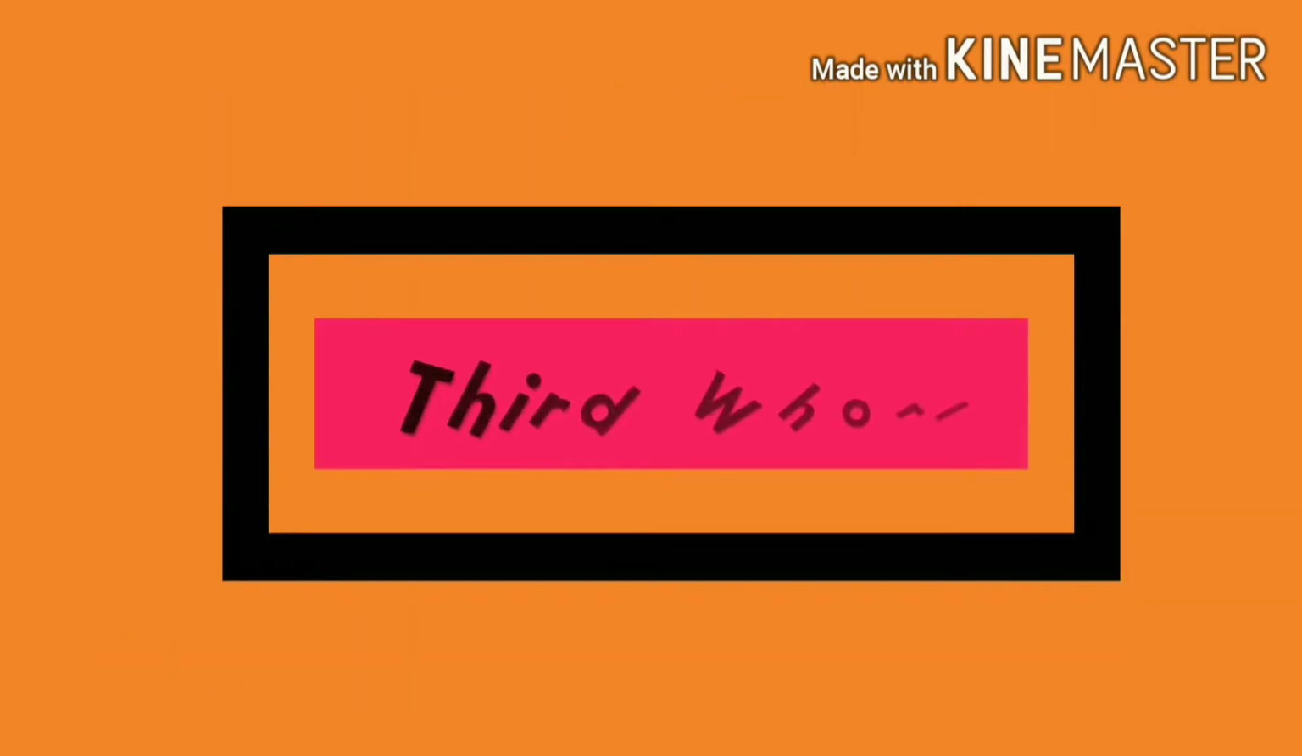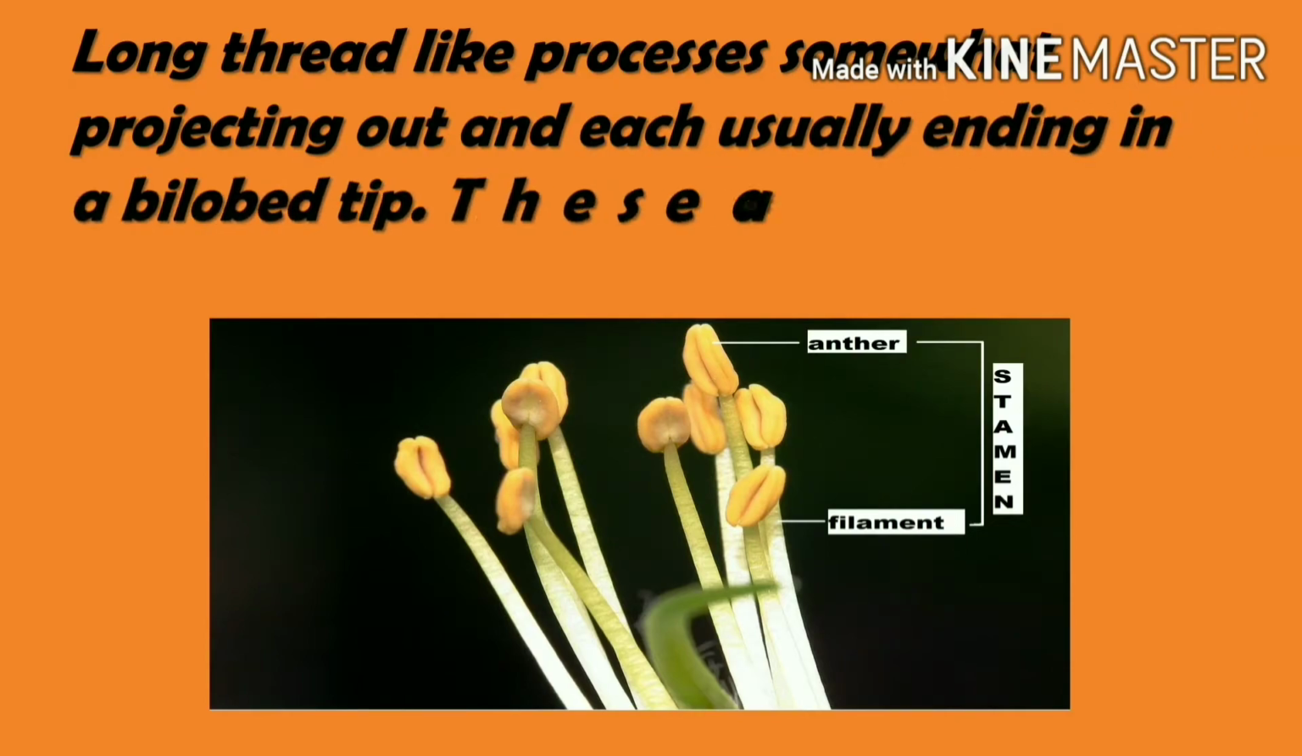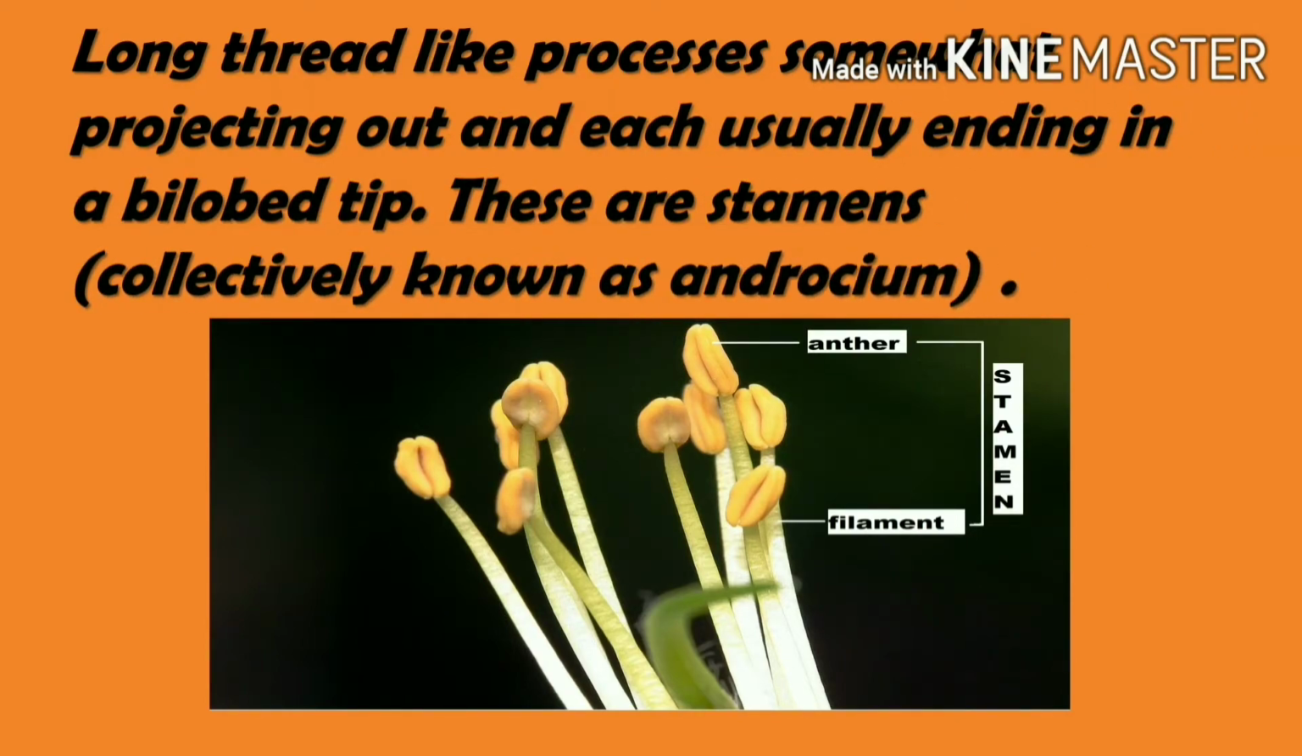Third whorl. Long thread-like processes somewhat projecting out and each usually ending in a bilobed tip. These are stamens, collectively known as androecium. Each stamen has a slender thread-like stalk called filament and a bilobed anther at the tip of the stamen.